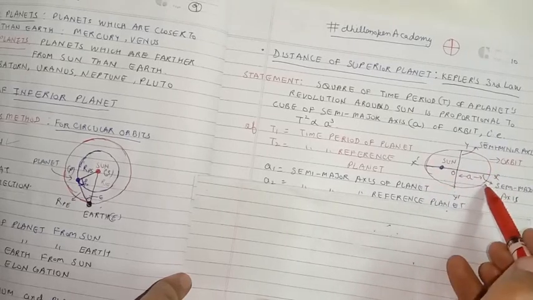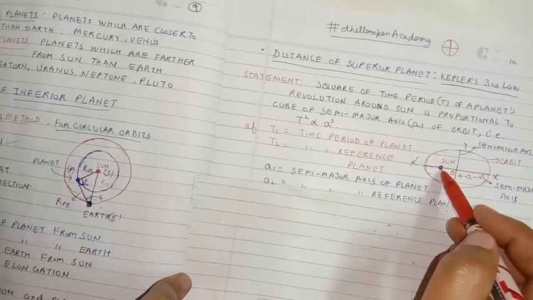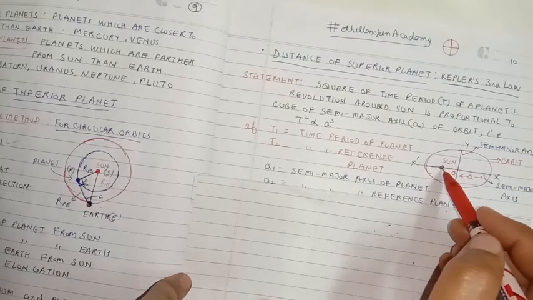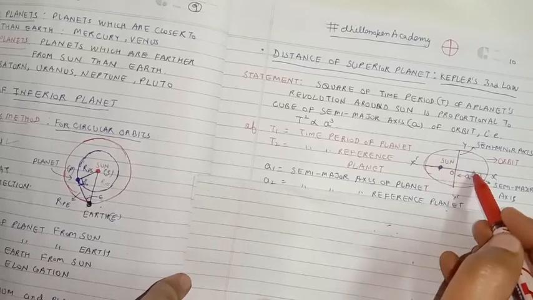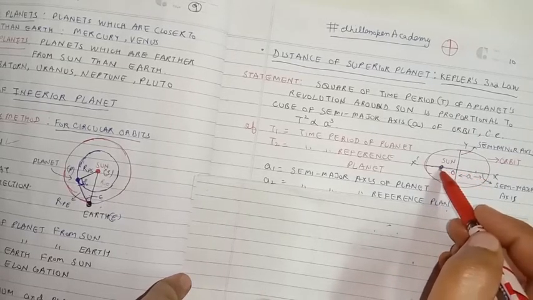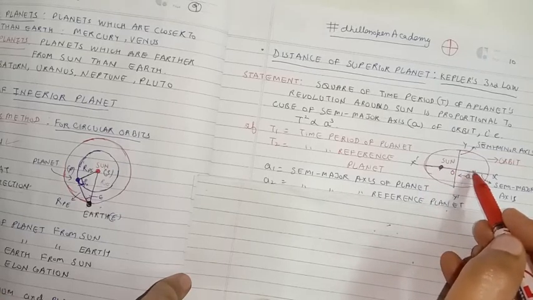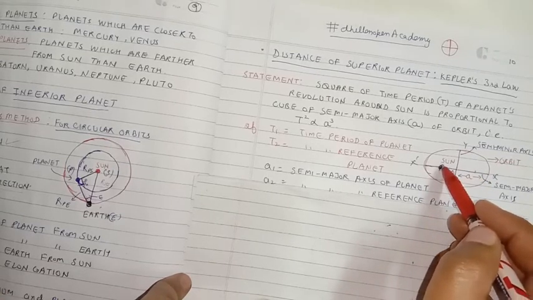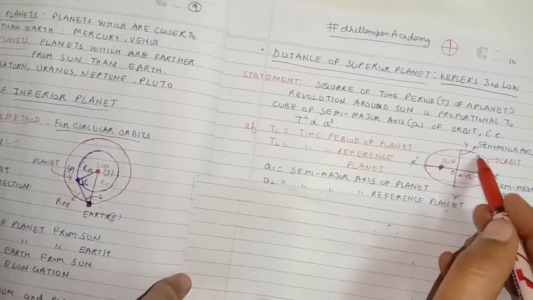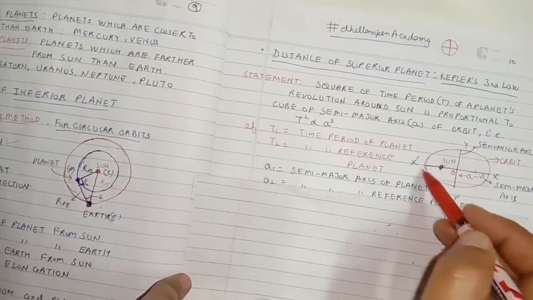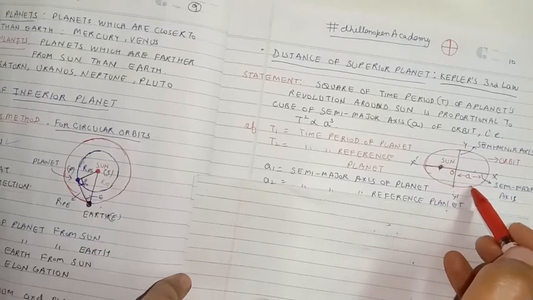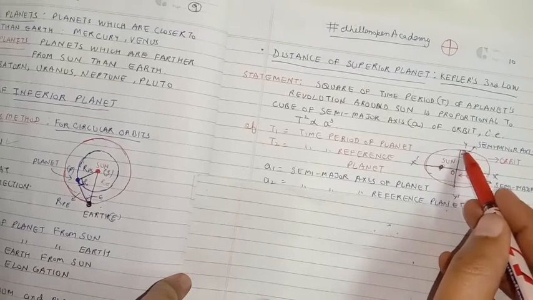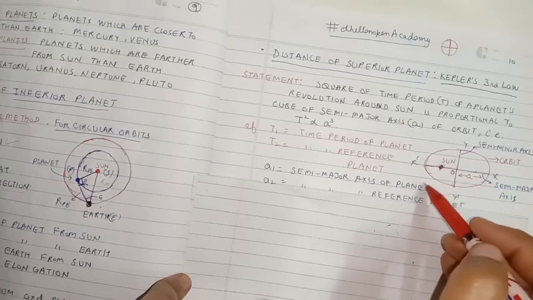For this elliptical shape, there are two foci, one present over here, one over here. The sun can be present at either point. So we have considered the sun to be present at this point, and the planet is revolving around the sun in this elliptical orbit. As it revolves around the sun, its distance from the sun keeps increasing, or it may also decrease when it approaches near the sun.